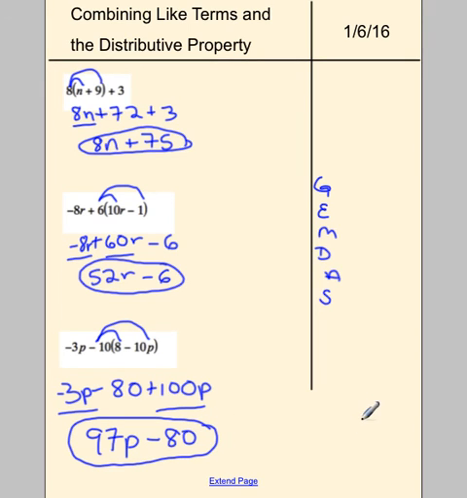So now you're ready to complete the page on combining like terms and the distributive property. Enjoy those 10 practice problems.